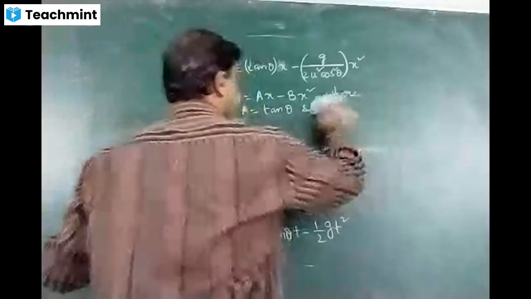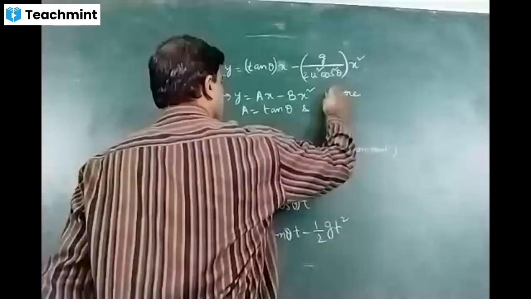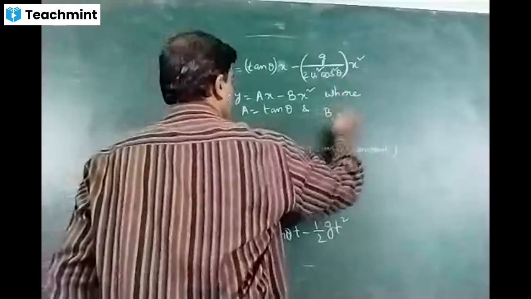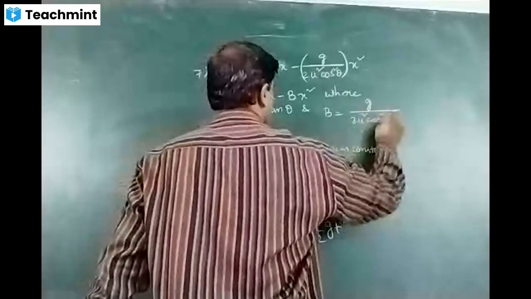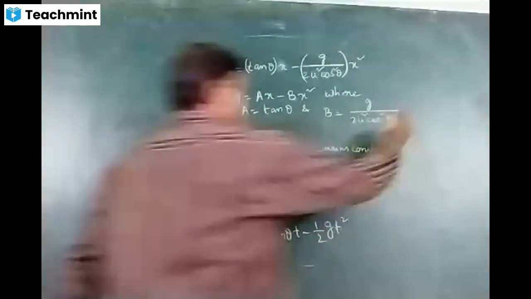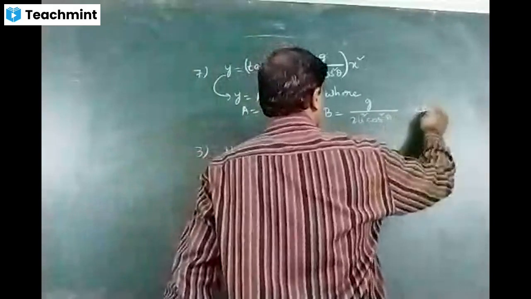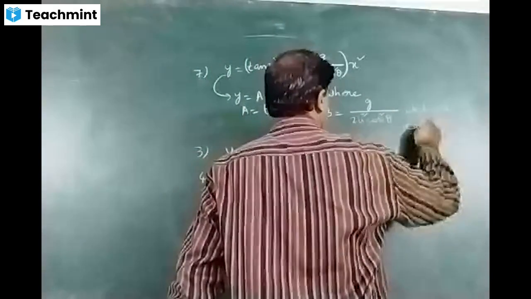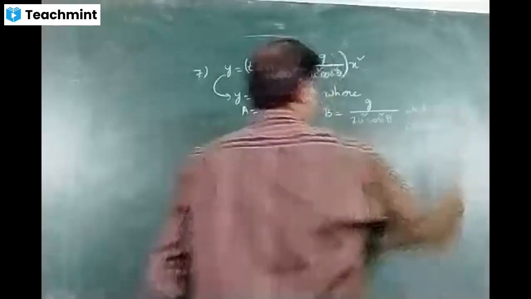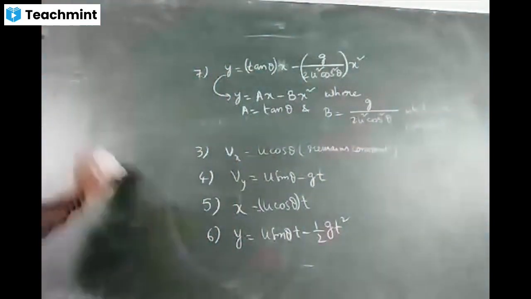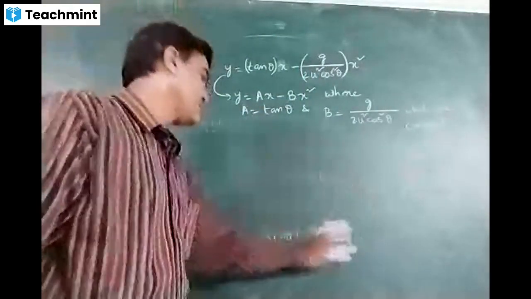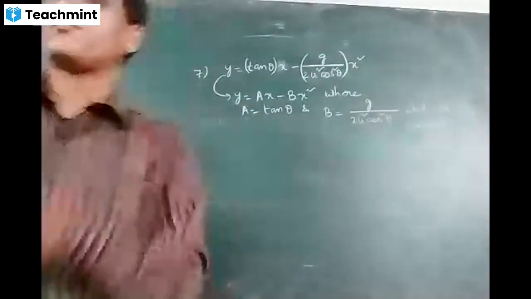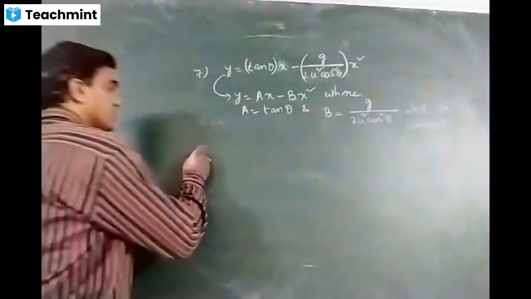Where a is equal to tan theta, b is equal to g upon 2u square cos square theta, which are constants. And what is this equation called? This equation is called the parabolic equation, or you can say equation of parabola. Right? Number 8.